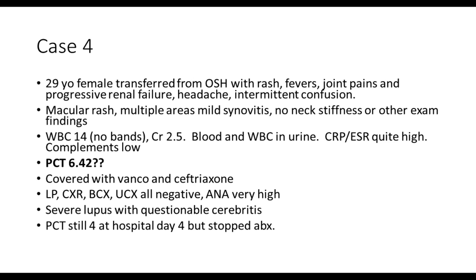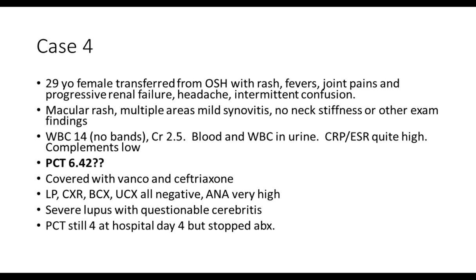Her white count was elevated. Her creatinine was elevated. She had blood and white cells in her urine. Her inflammatory markers were high. Her complements were low. And her procal was 6.5. And so it looked like lupus. But if you read the literature on lupus, procalcitonin generally isn't supposed to be elevated in lupus. At least that's what I was able to find.